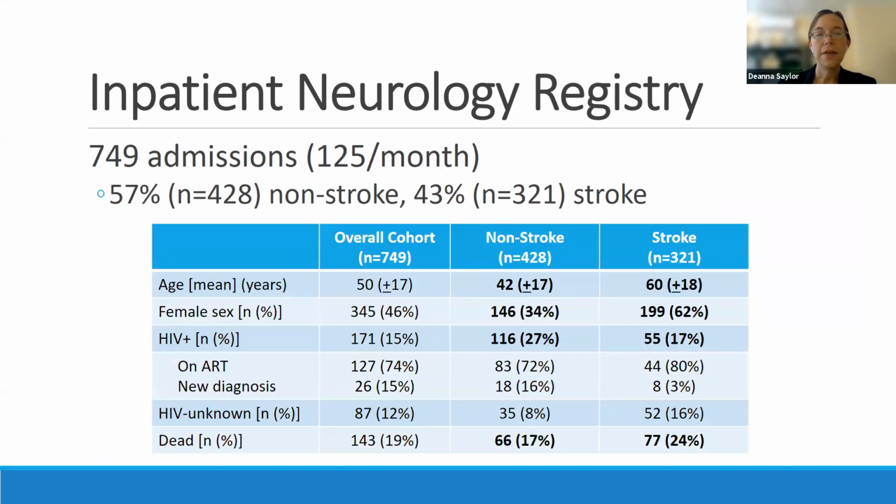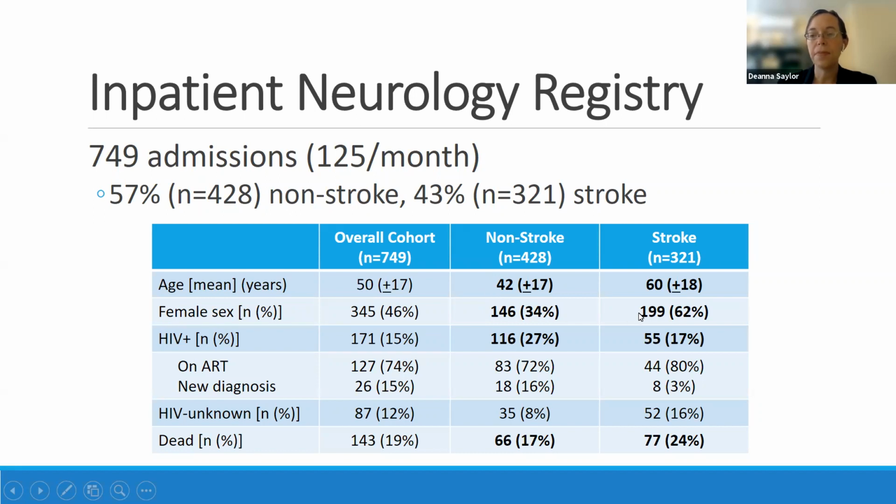And so the first thing we found was that we were incredibly busy. We're the second busiest service in our hospital with about 125 admissions every month. And we found that our admissions were almost equally split between patients coming in with stroke and those coming in with non-stroke neurological disorders. When you look at the demographics of these two groups, we see that these are really two entirely different cohorts. Our patients with stroke are much older with an average age of 60 than our patients with non-stroke disorders who had an average age of 42.